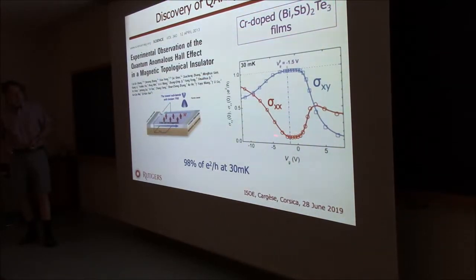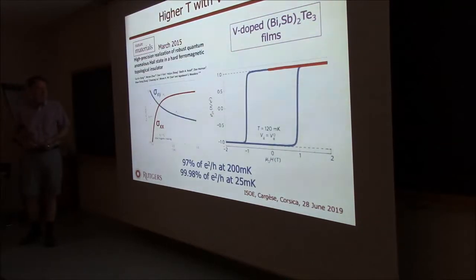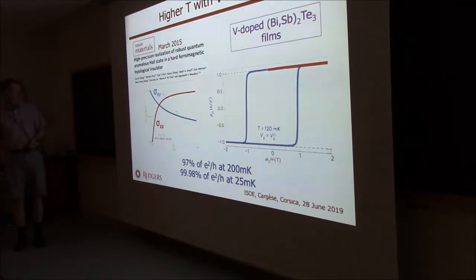And here you can see the transverse conductivity, even at low temperature, 30 millikelvin, was not exactly 0, but sigma xy was pretty close to e²/h. And since then, they and other groups have improved this. Here's an example of vanadium-doped films, which seem to do better. And this is as a function of temperature.